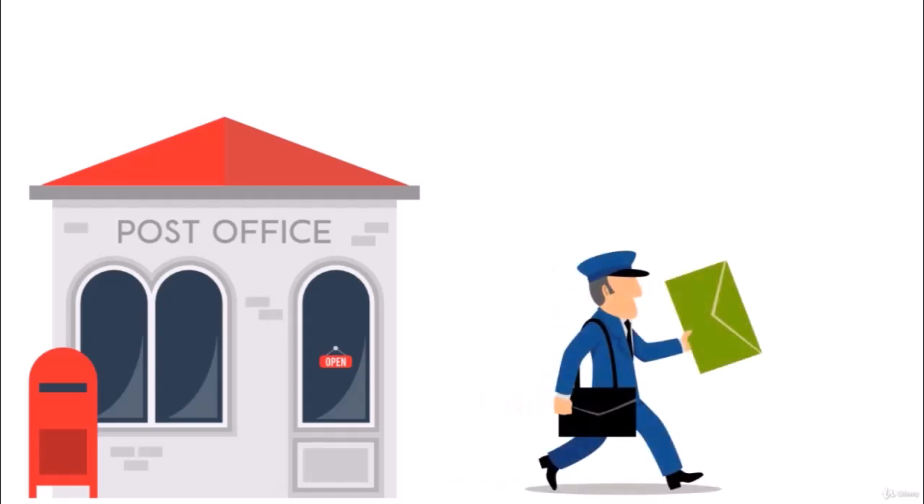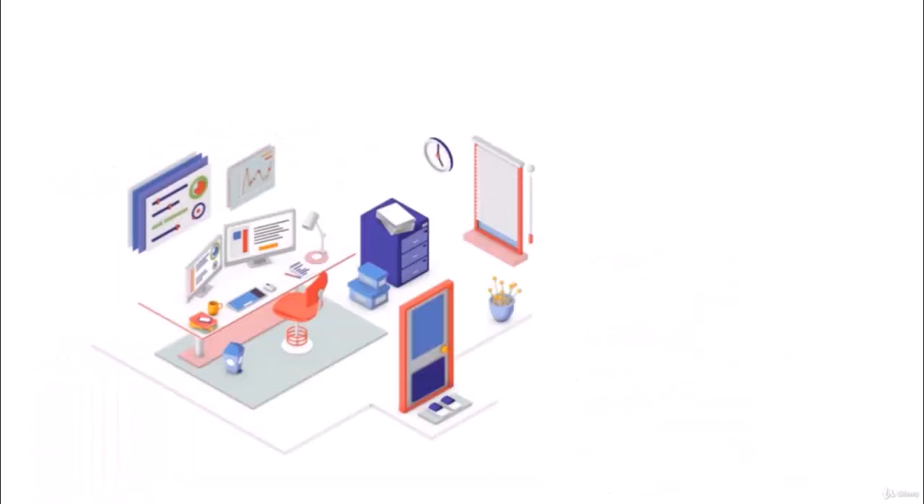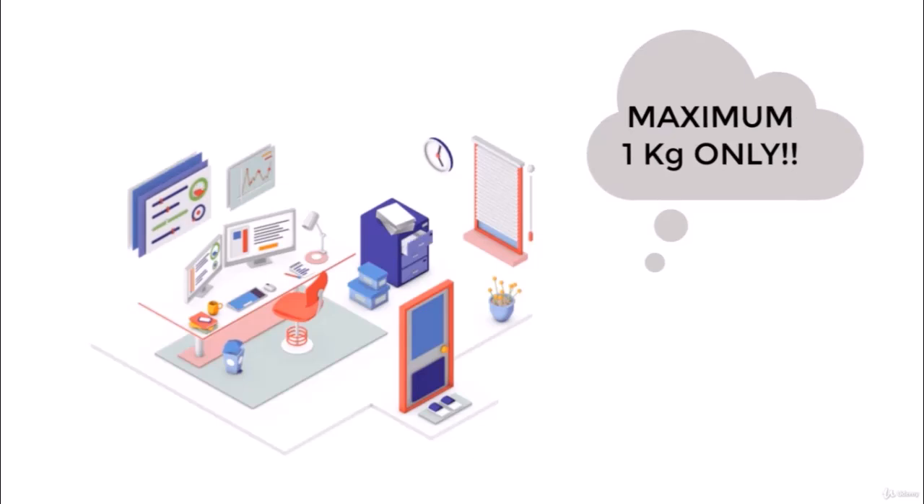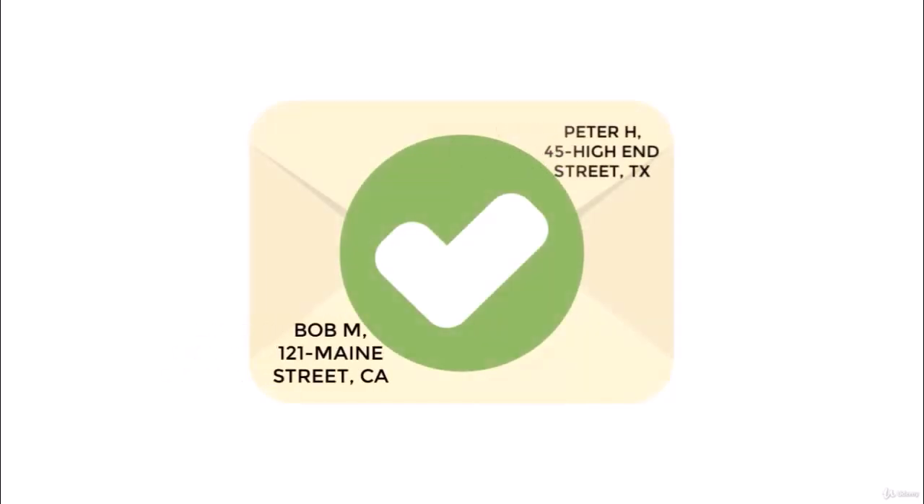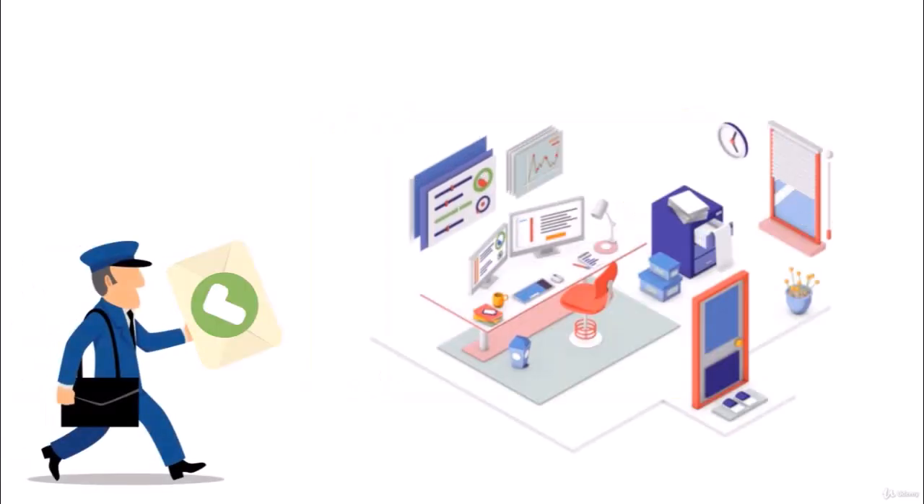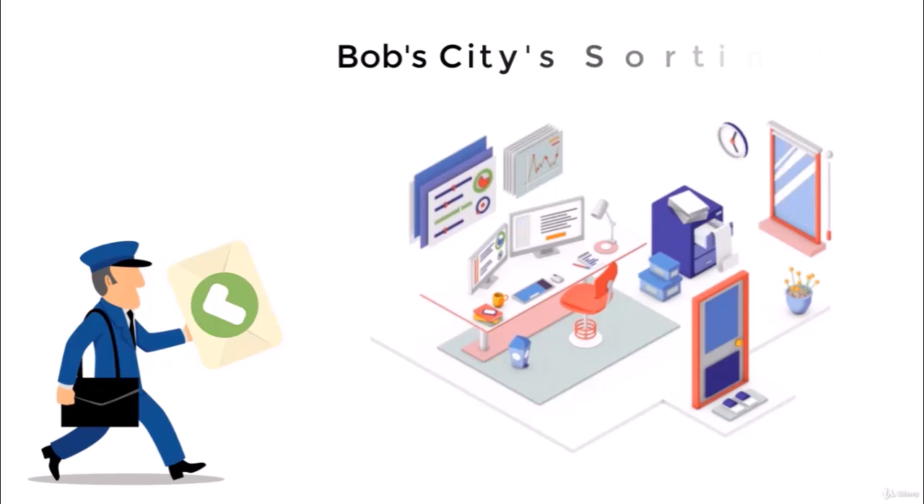Now, when the postman arrives at the post box, he collects the envelopes in it, along with Bob's 7 kg envelope. But the sorting office only takes in a package weighing a maximum of 1 kg. Due to this, the postman does the following. He takes all the 7 books out of Bob's envelope, puts each book into a single envelope weighing 1 kg, and writes Bob's address and Peter's address on all the 7 envelopes. Finally, he deposits all the 7 envelopes to the sorting office of city A.